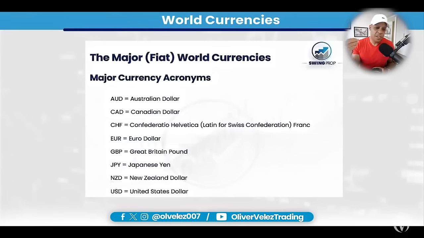Very quickly, these are some of the major world currencies and their acronyms, right? The Australian dollar, the Canadian dollar, the Swiss franc, the euro dollar, the British pound, the Japanese yen, the New Zealand dollar, and of course the USD, the United States dollar. These are the major ones out of the 80 currencies.